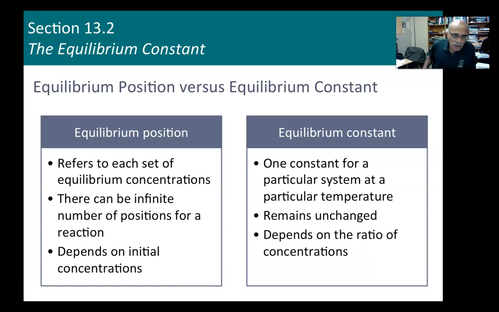So equilibrium position refers to each set of equilibrium concentrations. There can be infinite number of positions for a reaction, and it depends on the initial concentrations. Now, equilibrium constant is one constant for a particular system at a particular temperature. I'd like to emphasize that. So here is a particular temperature. It remains unchanged and depends on the ratio, and that is the formula that we've been looking at.